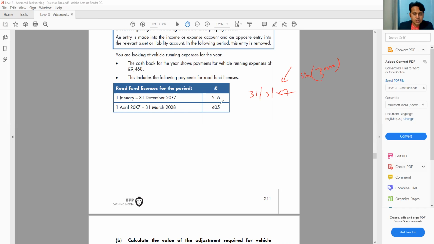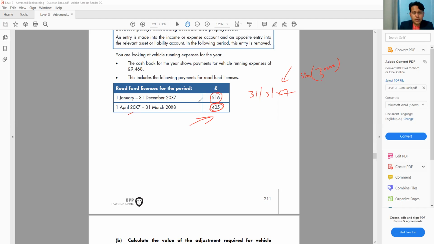The next amount, 405, is completely paid in advance because this one starts from April. When our year ends, our year ends 31st of March. So I cannot claim any of this amount as an expense, because this 405 I completely paid in advance for the next year. So this cannot be my expense for this year. And from the other one, only 3 months I can claim. The rest of this is a prepayment.